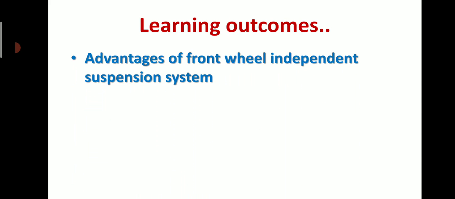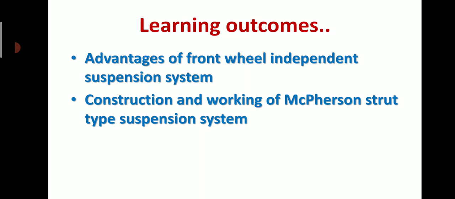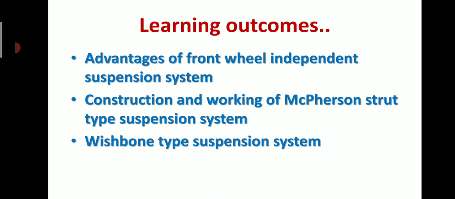So what are the learning outcomes of today's lecture? Let us see one by one. Number one, we will study the advantage of front wheel independent suspension system. After that, we will learn about construction and working of McPherson strut type suspension system, and after that, wishbone type suspension system.